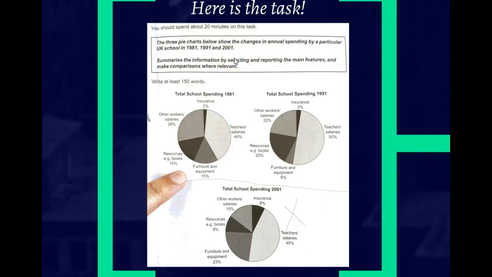For me, I notice that this light grey area is the biggest in all 3 years. What does this light grey area represent? It is the teachers' salaries, or payment to teachers. So that's an important thing to notice straight away.